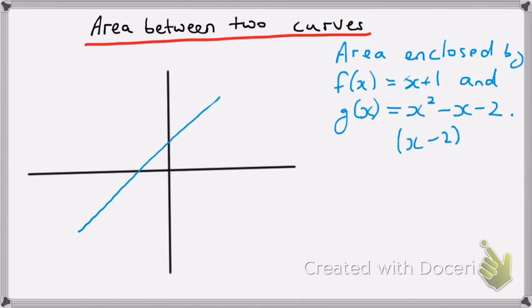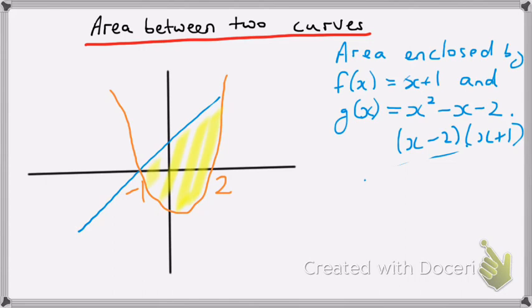That's x minus 2x plus 1. I don't actually care what the y-intercept is, but it's obviously minus 2. So now I can draw the curve like so. And I get that's minus 1 there, and that there is 2. What I want to do is find this whole area in here.